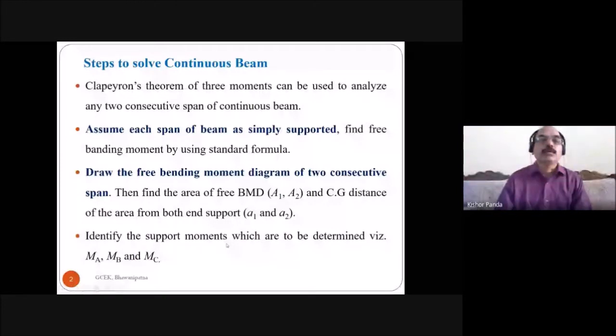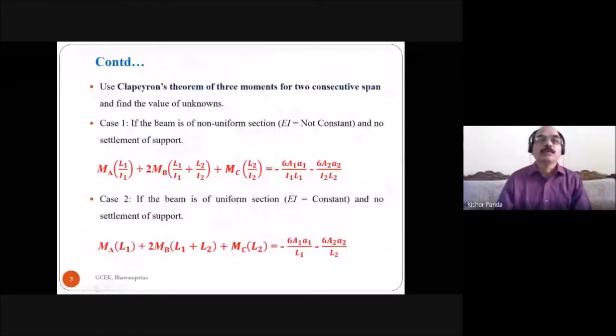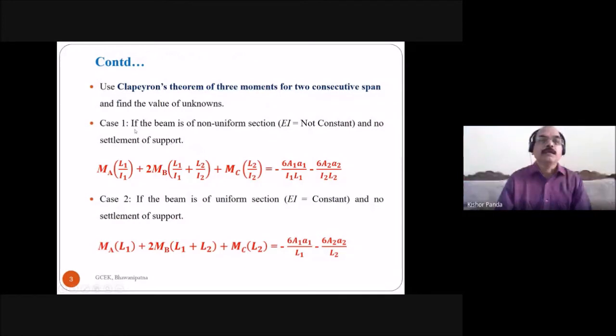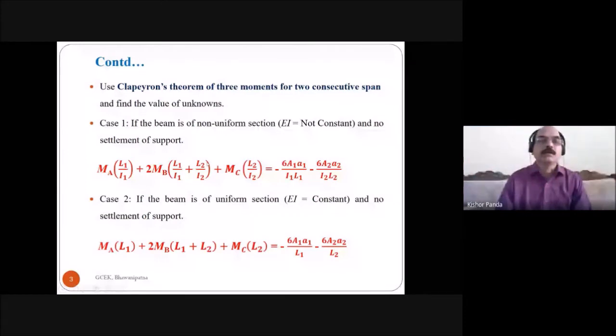Then you use the Clapeyron theorem of three moments for two consecutive spans and find the values of the unknowns. Using this Clapeyron theorem, you can find the values of the unknowns. Here there are two cases. The first case: if the beam is of non-uniform section, EI is not constant, and there is no settlement of support. In this case, this is the Clapeyron theorem.